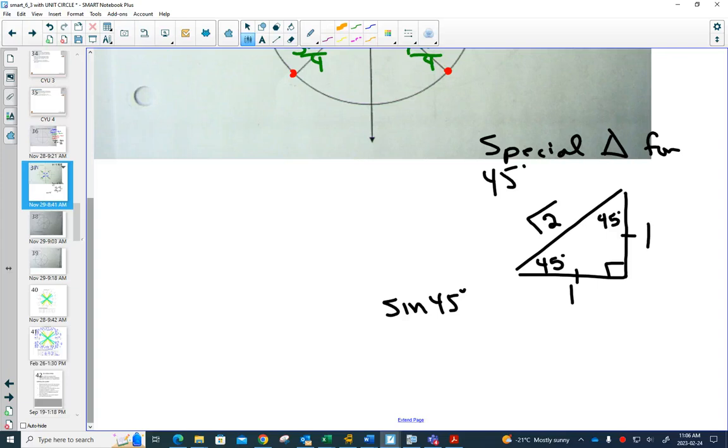I know that it's the opposite over the hypotenuse. Opposite side is 1, hypotenuse is root 2. And what often happens, just like in grade 11, you would rationalize the denominator by multiplying the top and bottom by the square root of 2. And you would get square root of 2 over 2. So in grade 12, when they ask you what's sine of 45 degrees, you can either write it as 1 over root 2 or as square root of 2 over 2.